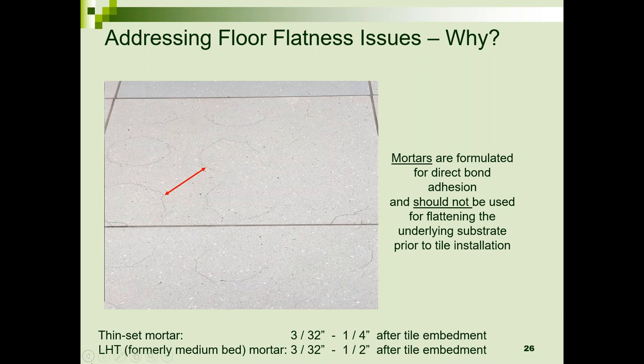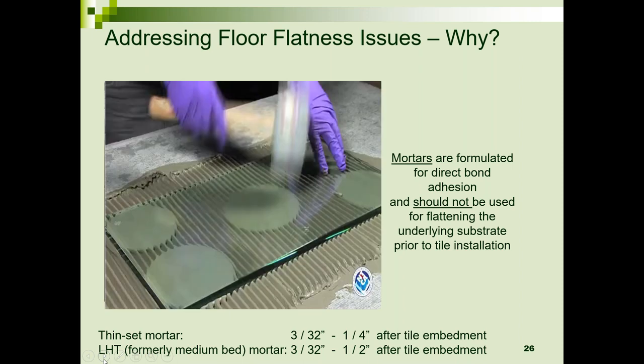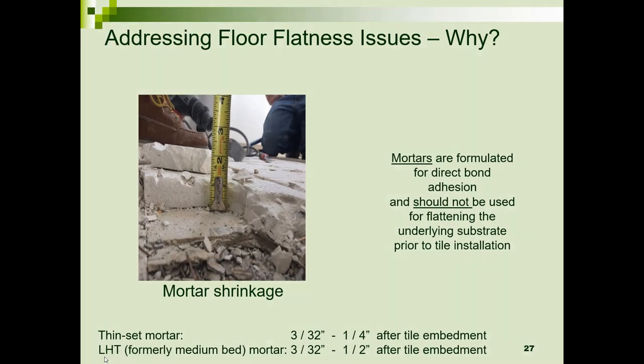Well, spot bonding is not approved by any of the TCNA methods except one if you're using epoxy on vertical surfaces. Spot bonding is often done to correct the problem with uncollapsed ridges. And once you do spot bonding, even with aggressive tile embedment, and that's a rubber mallet being beaten on the surface, you cannot collapse the ridges. You will get voids underneath the tile and a future crack in the tile. Next slide, please.